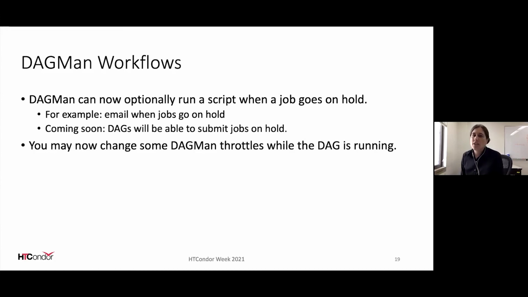And you can also change some DAGMan throttles while a DAG is running. These can be limits on how many jobs are submitted or how many are idle. Obviously you want to have the best estimates you can before you submit jobs, but if things change, you now have the flexibility to change those on the fly, and the running DAG will reflect those changes.